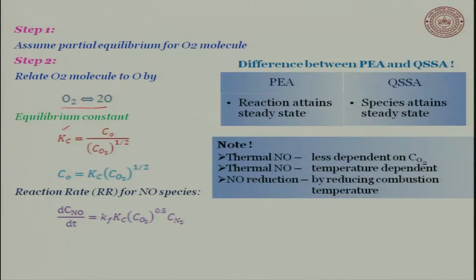And as I told, the example we have considered is thermal NO. Thermal NO, or the NO formation due to temperature, is less dependent on the concentration of O2 because this is power half. So, therefore, it is less dependent on it and dependent on the temperature, therefore, we call it thermal NO. By reducing the combustion temperature you can reduce the NO formation due to, of course, the thermal mechanism.